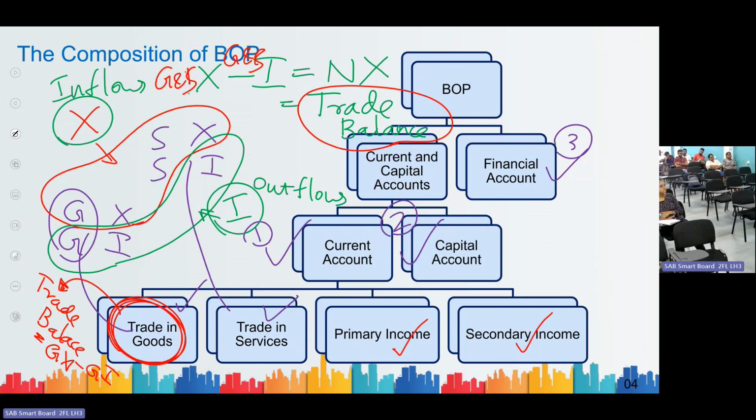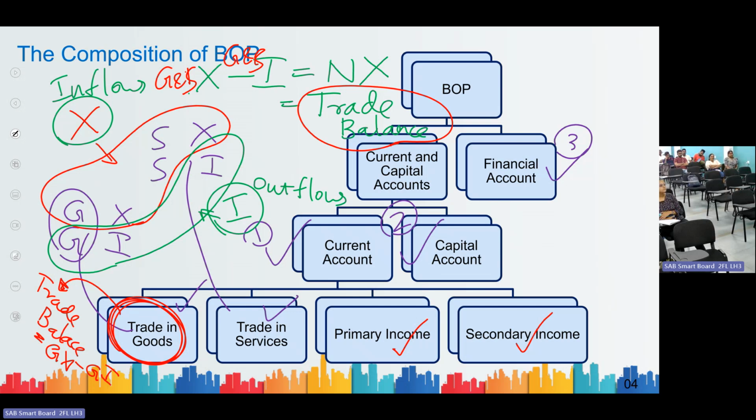So if I'm going to work in a foreign company only for 5 months or 4 months, then that income will be reported in primary income account because I'm still a resident, because my work contract is limited to 5 months or 6 months. It's below 6 months.